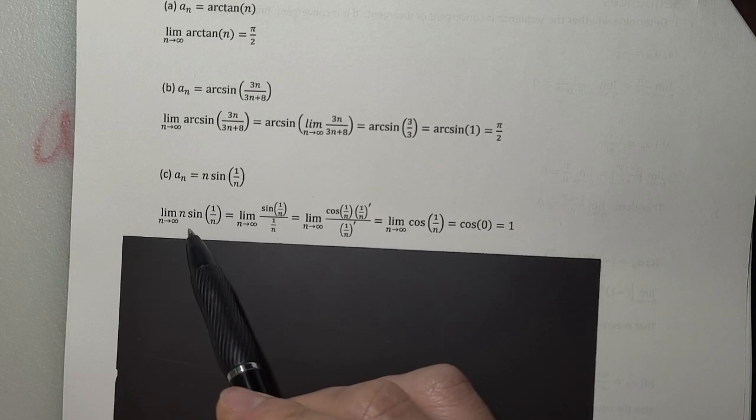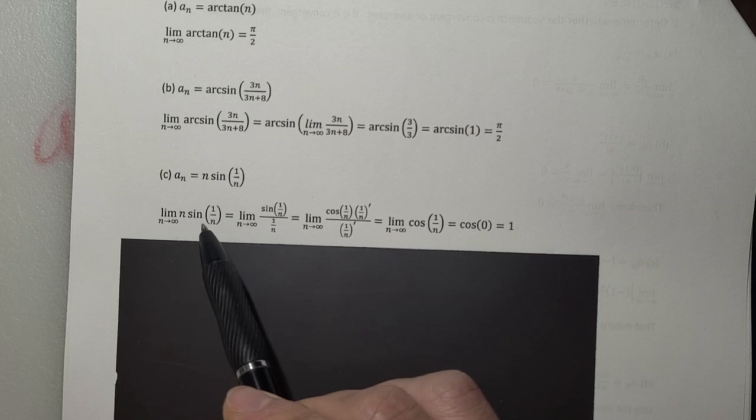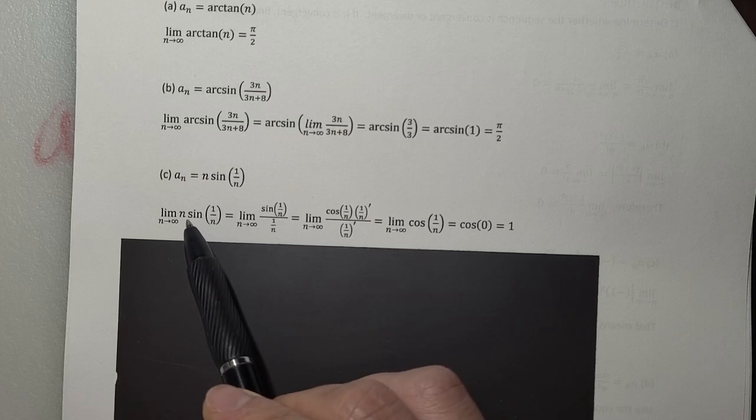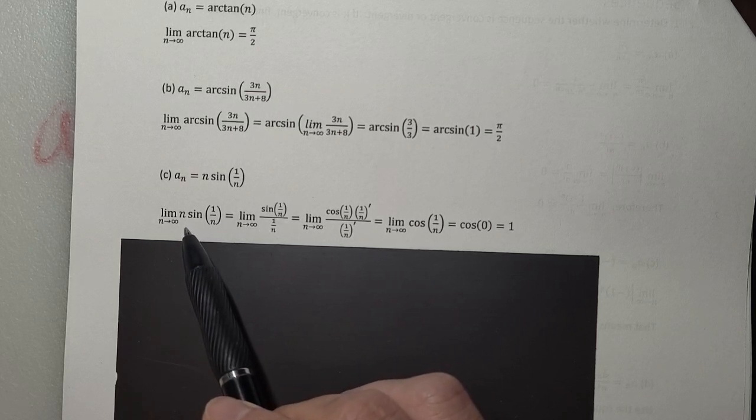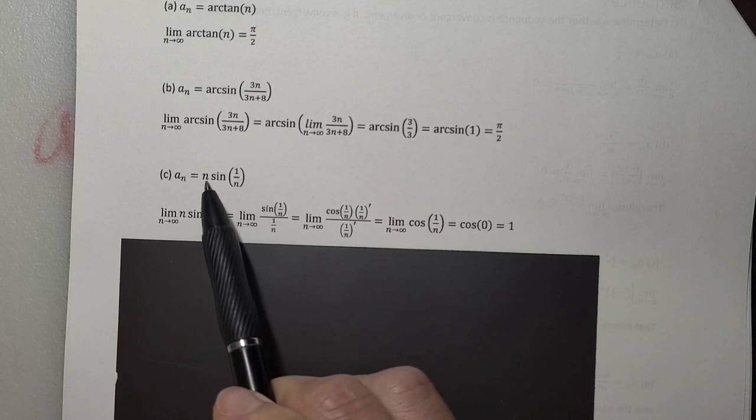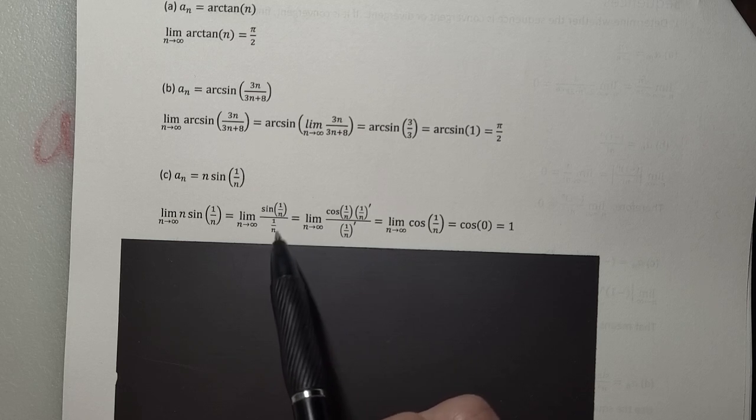So limit as n goes to infinity of n sine of 1 over n. Well, as n goes to infinity, we get infinity times 0, because 1 over infinity is approaching 0, so sine of 0 is 0, but times infinity, that's indeterminate, but it's not infinity over infinity or 0 over 0, so we have to make it like that in order to use L'Hopital's rule. So instead of multiplying by n, I divide by 1 over n, so now we get 0 over 0, so we can use L'Hopital's rule now.